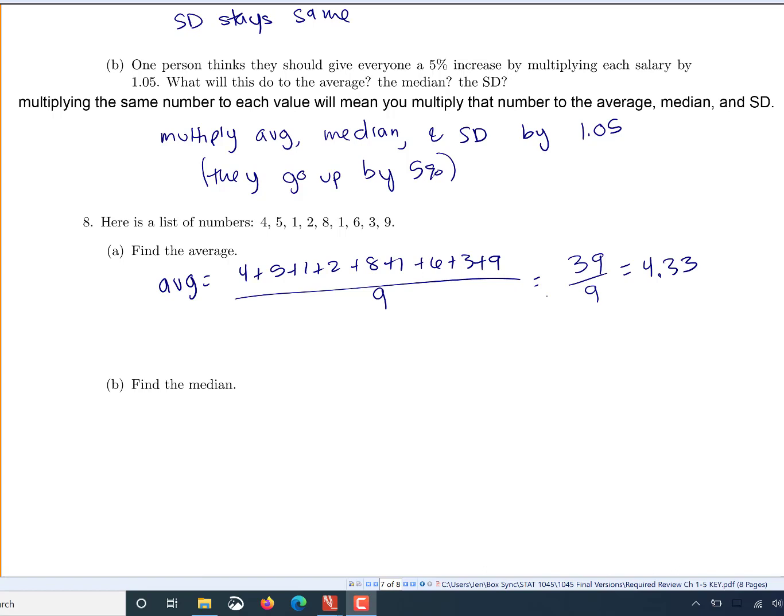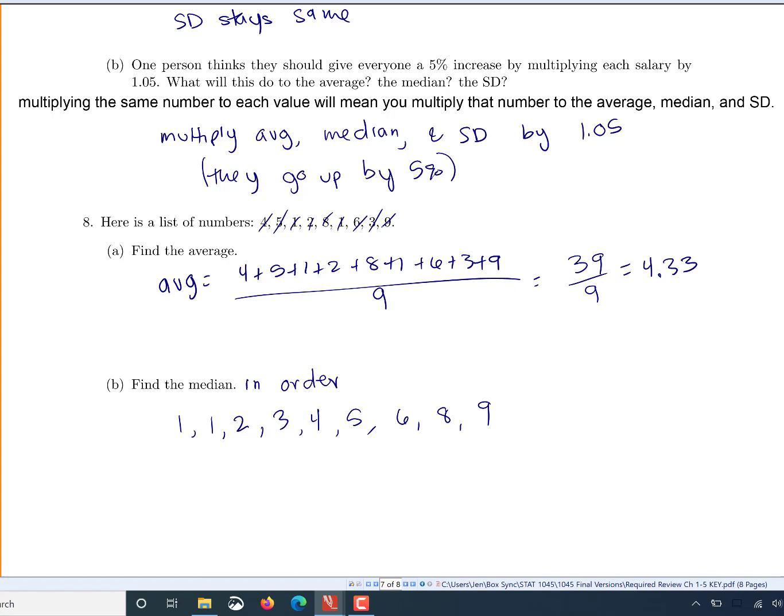So when I added them up, I got 39, and then I counted that there are 9, so 39 divided by 9 is 4.33 for my average. Now for the median, your first step is you have to put them in order. You cannot find the median if you don't put them in order. Okay, let's see. Looks like I have 2 1s, and a 2, and a 3, and a 4, 5, 6, 8, 9. I really like crossing them off. That way I make sure I don't miss anything, because that happens quite often.